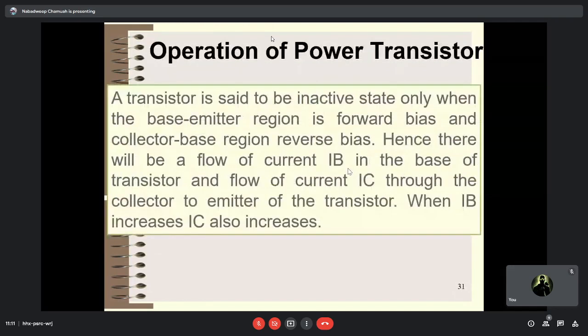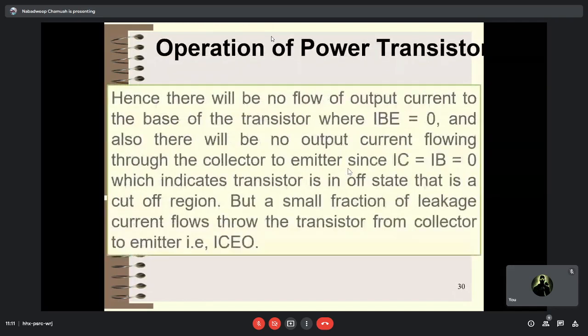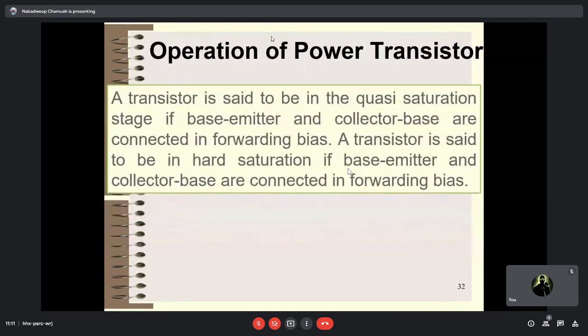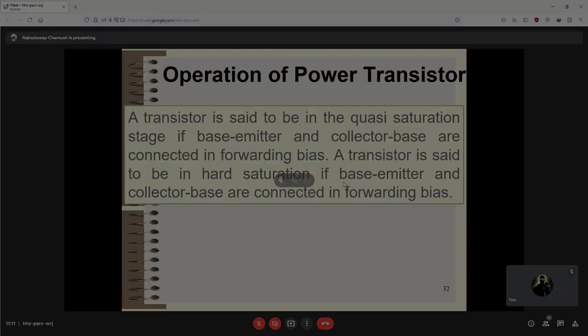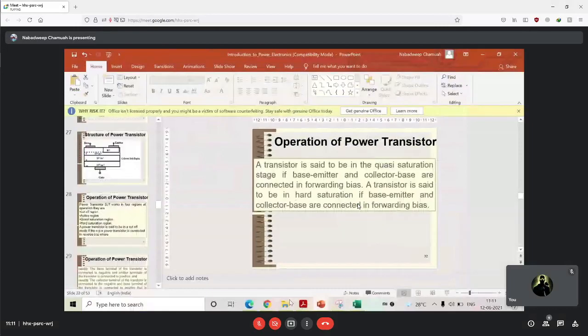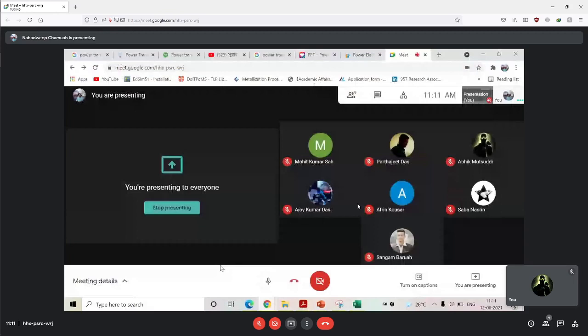So far, this is how they are working, and we'll discuss its VI characteristics in the next class. Any doubt so far? Any doubt, Parth? No, sir.